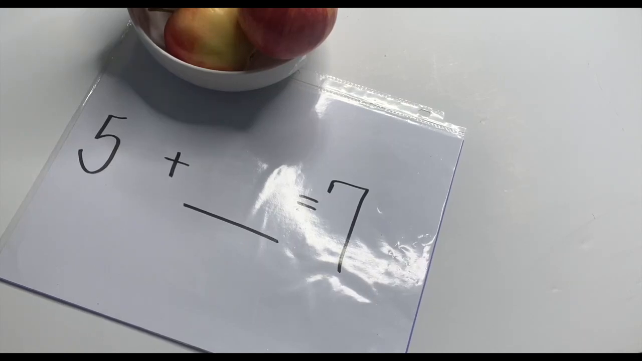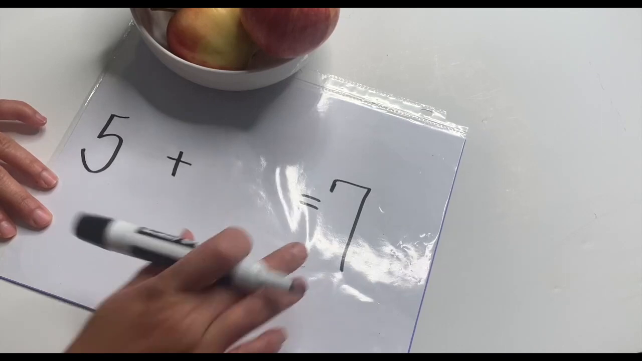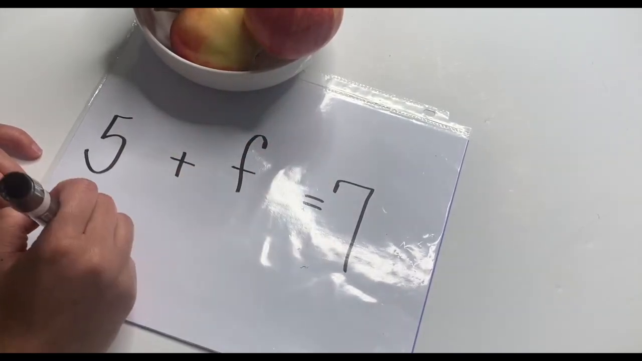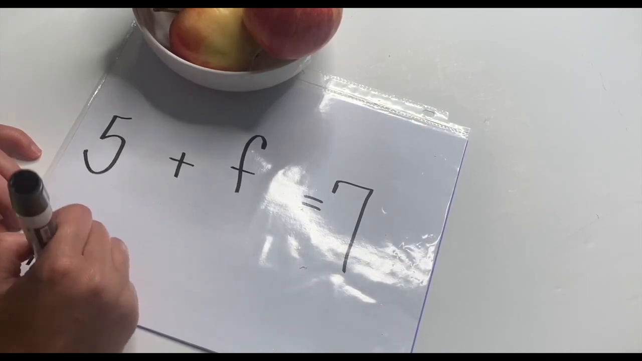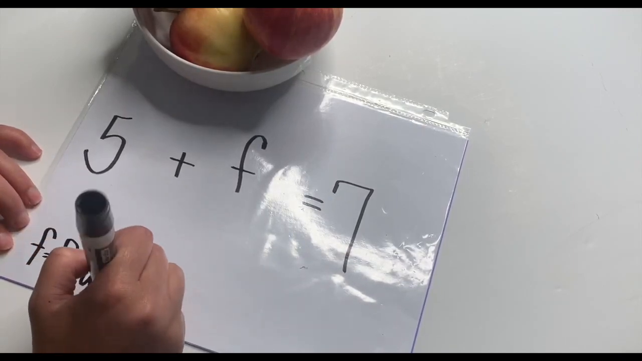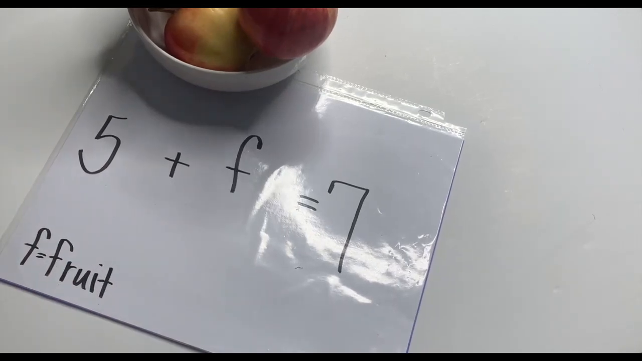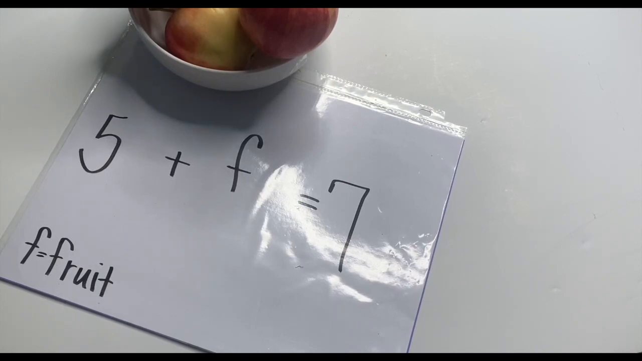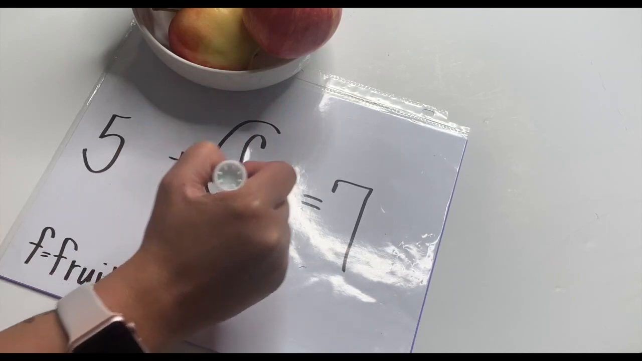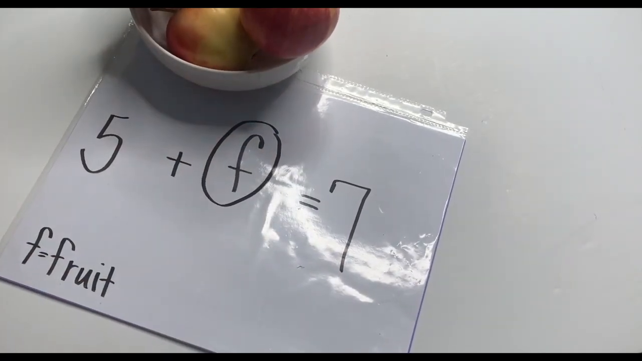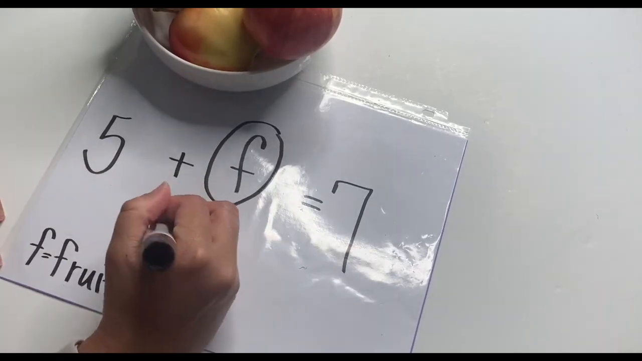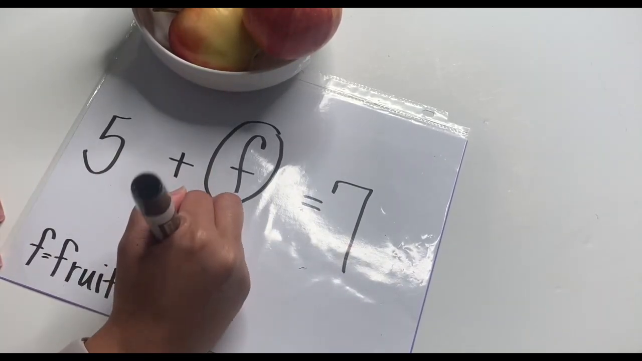I'm a 5th grader. I don't need this line. Let's take it away and let's insert an F to stand for fruit. You see that F there? That's my variable. Let's circle it. It is the unknown quantity or the unknown amount.